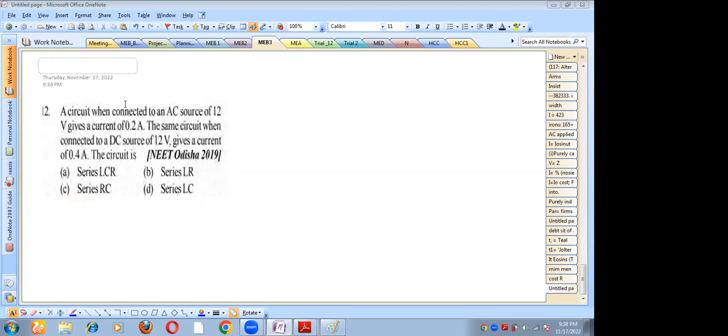See what the question says. A circuit when connected to an AC source. So let us see. A circuit when connected to an AC source of 12 volt gives a current of 0.2 amp. The same circuit when connected to a DC source of 12 volt gives a current of 0.4 amp.